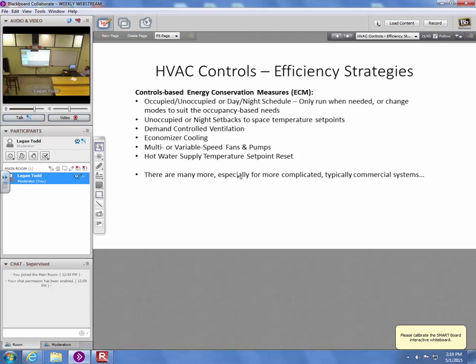And there are many, many more, but as you get beyond this list, you really start to get into ECMs, energy conservation measures, controls-based, that really only apply to the more complicated commercial systems. All of these you can apply within a residential system, although economizer cooling and hot water supply temp reset are system dependent. Well, so is multi-speed fans and pumps, I guess.